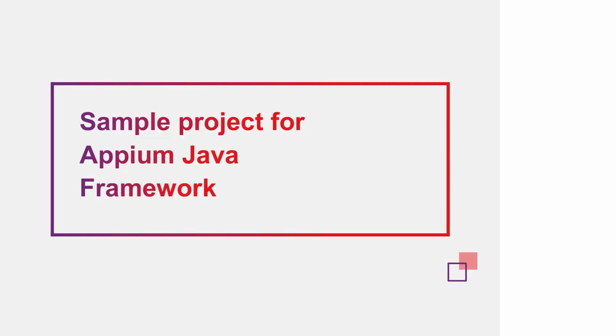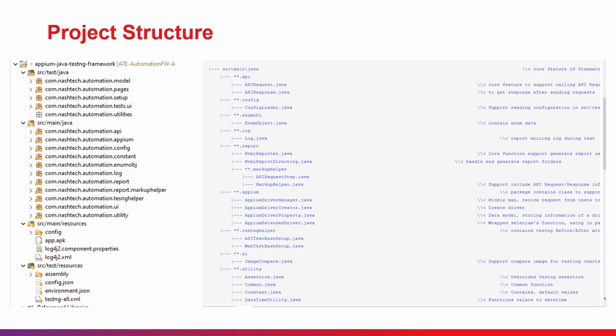Next, to the second part. In this section, we'll see how a sample project is organized and how to use it. Here is the structure of the framework. To make the project easy to use and maintain, the source code is stored in separate folders so that newbies can get acquainted with the framework quickly. It also helps us save effort in maintaining code.